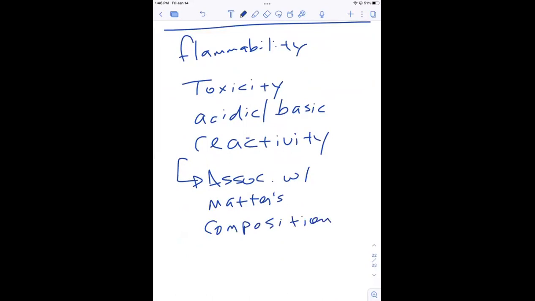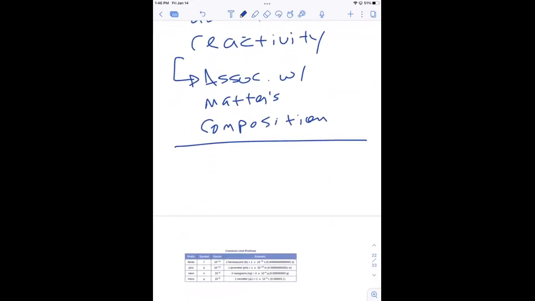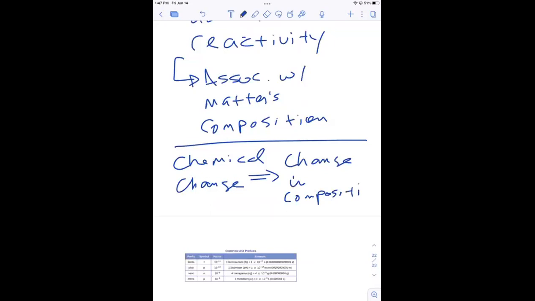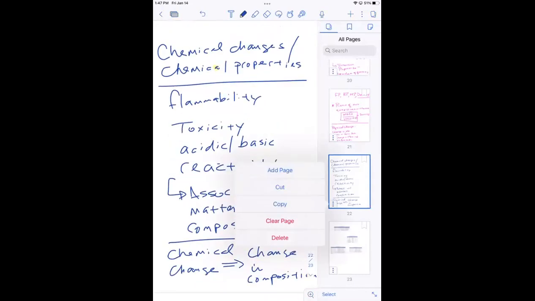All right. So think about this in terms of when we think about chemical changes. When something undergoes a chemical change, it actually undergoes a change in its composition. Right? It undergoes a change in its composition. It's no longer what it was, right? So I gave an example this morning and we'll close out with this.